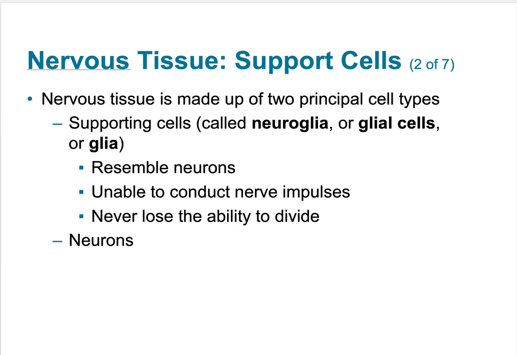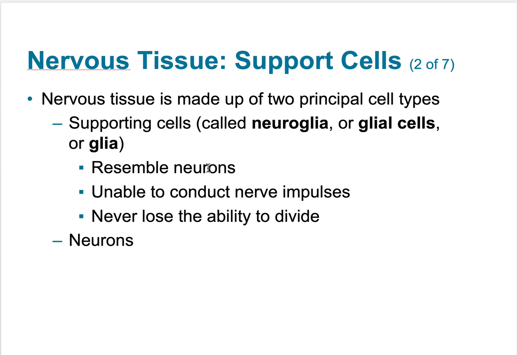Okay, so nervous tissue is made up of two principal cell types. Like I said, you've got your supporting cells, which we call neuroglial cells, and then you've got your neurons. There's probably 100 neuroglial cells to every one neuron.